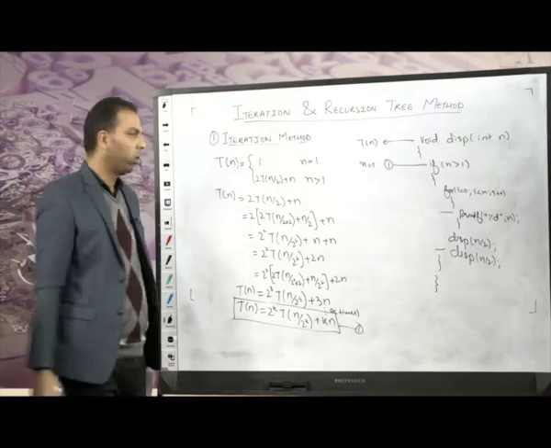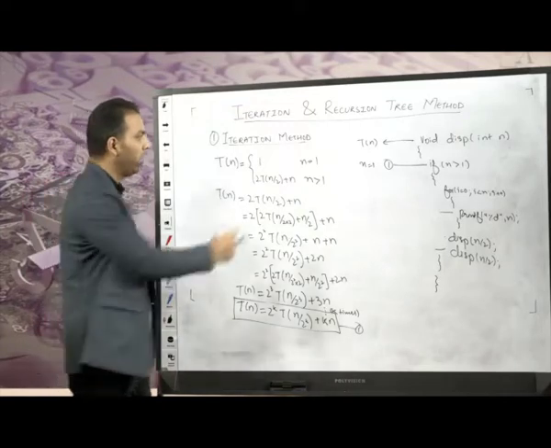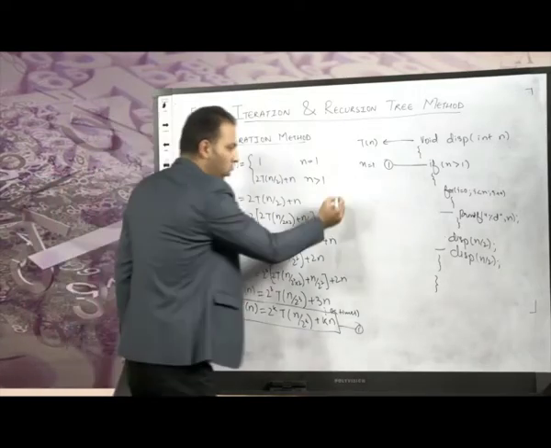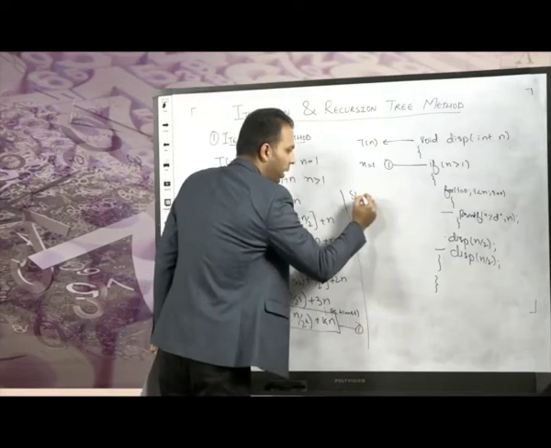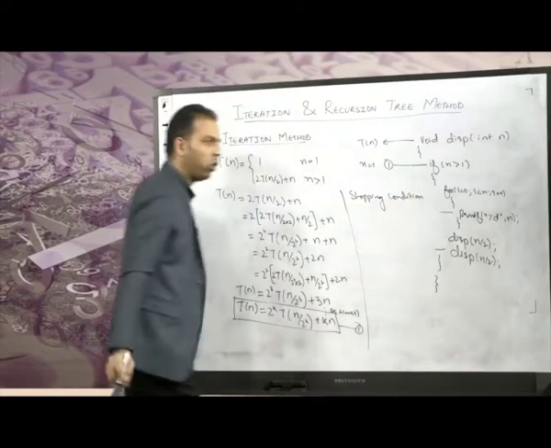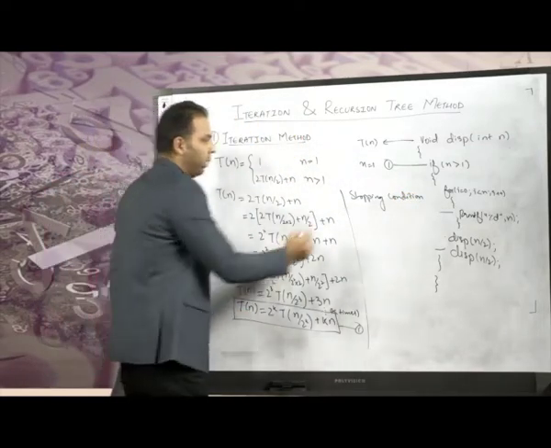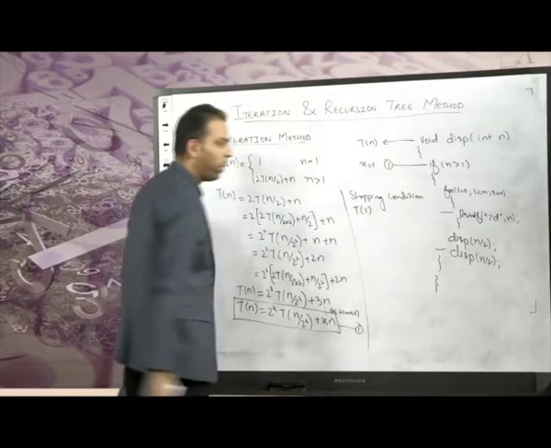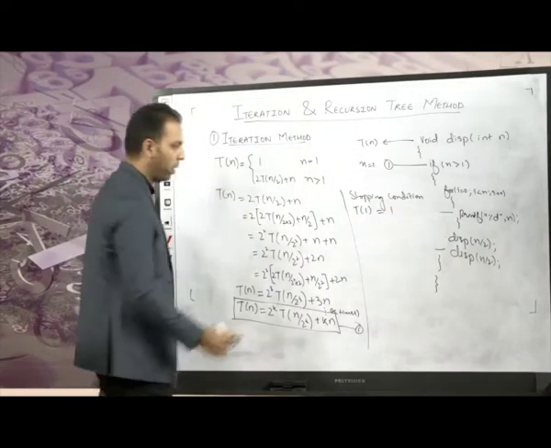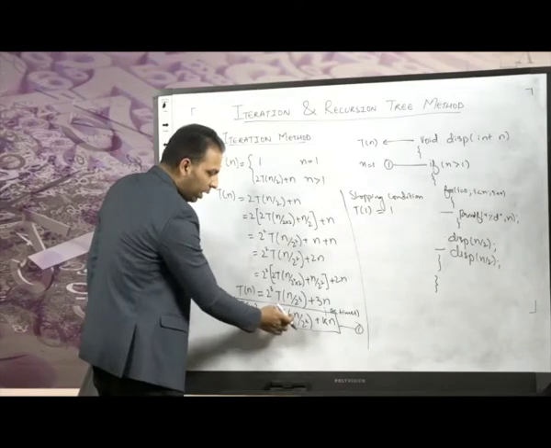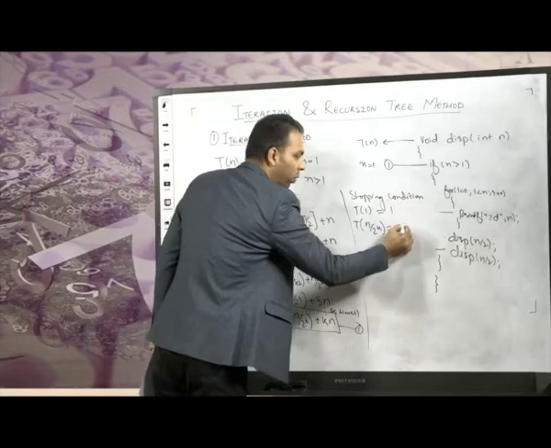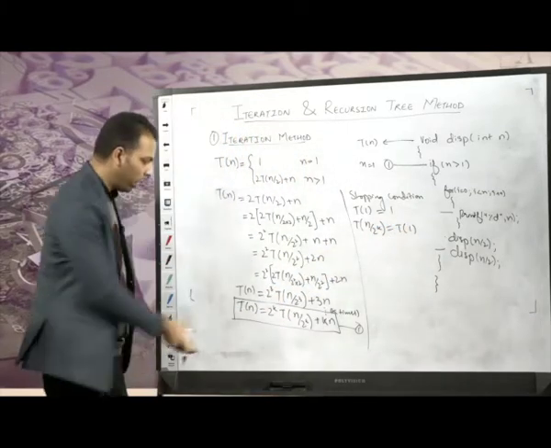So like in the previous algorithm, what is the stopping condition here? The stopping condition is n equal to 1. In the previous algorithm, it was n equal to 0, but here it is n equal to 1. That means T(1) is the stopping condition, that is equal to 1. Which means that this T(n/2 raised to the power k) is actually equal to T(1). It is your stopping condition. That's why your algorithm will stop here.